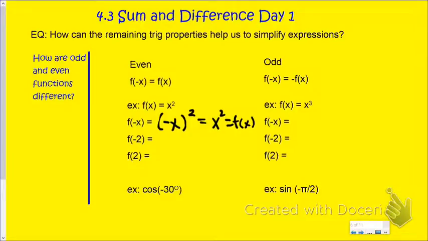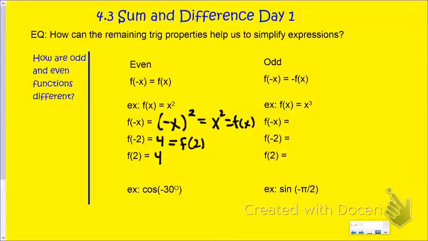All right. That also works if I plug in a value. Like let's say I plug in negative 2. Negative 2 squared gives me 4. But if I plug in positive 2, that also gives me 4. So again, f of negative x is equivalent to f of x.